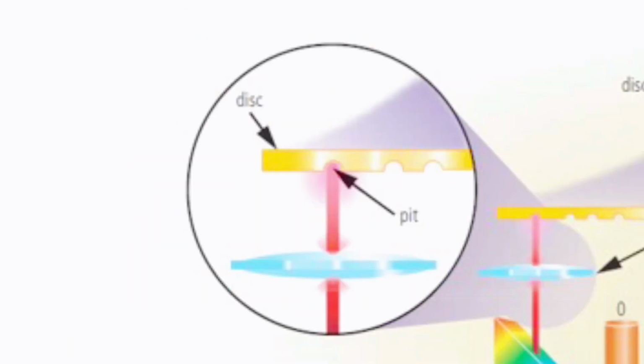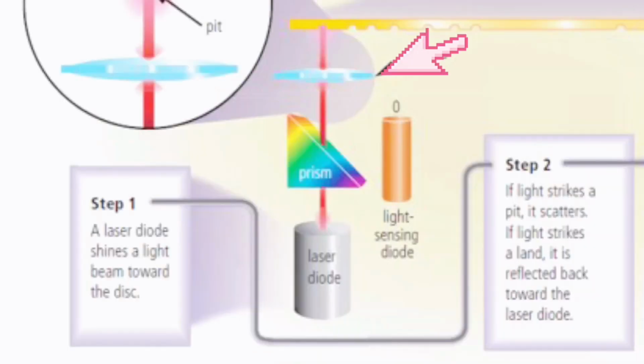Ang color yellowish-orange na line ay yung disc, and under the disc may holes or tinatawag nating pit. Under niya may lens, prism, laser diode, at light-sensing diode. Para maintindihan nyo ang pagkasunod-sunod, isa-isahin natin.